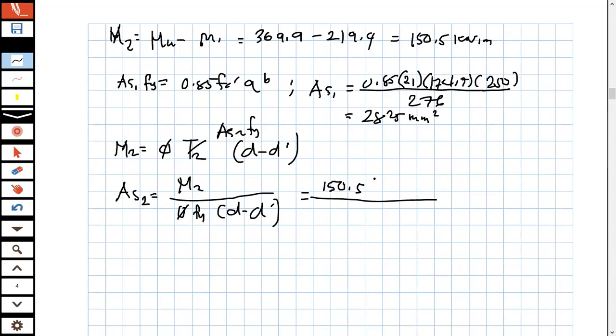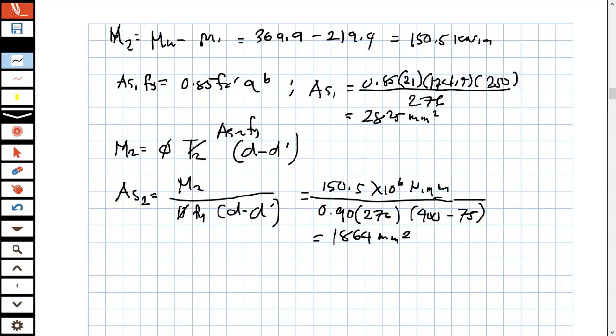150.5 kilonewton meter. Let us make it Newton millimeter, times 10 to the power of 6. You have Newton millimeter. Okay. And then phi, which is equal to 0.9. And then you have Fy. What is our Fy? 276. Then you have D, which is 400. D prime is 75, given in the problem. So therefore, we can calculate AS2 to be 1,864 square millimeter.